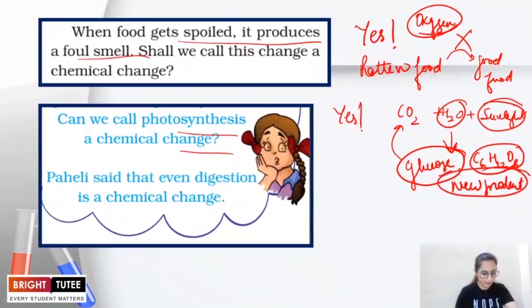Then students, Paheli said that even digestion is a chemical change. Definitely digestion is a chemical change. You intake food in your body, right? When the food goes inside, it is utilized by our body. It is broken down into simpler substances and then utilized by our body, and the waste is then removed from our body. So even digestion is a chemical change. So all these changes that we discussed are chemical changes.